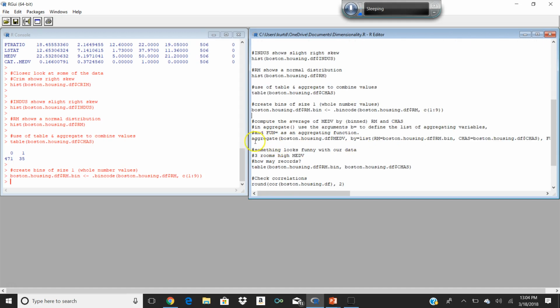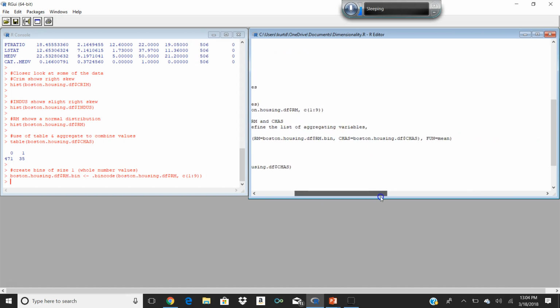And that is done through our aggregate command. With aggregate, we're saying, take this data and this field, which is my median value, and aggregate it, but do it by two variables. The first is my bin variable, my RM bin, the one I just created. It runs 3 through 8 for every one of my 506 records. Then look at my proximity to the Charles River, and break it into a two-dimensional matrix and show me what the numbers look like.